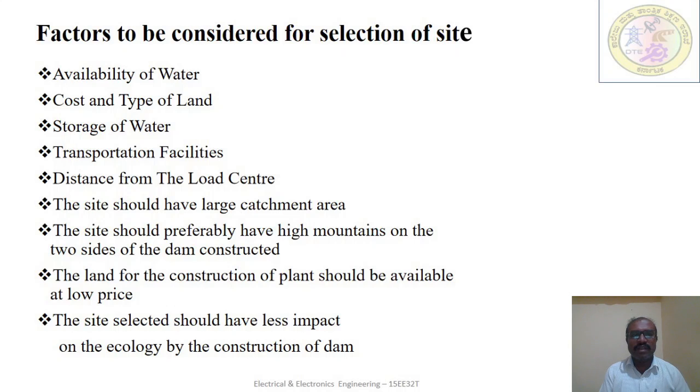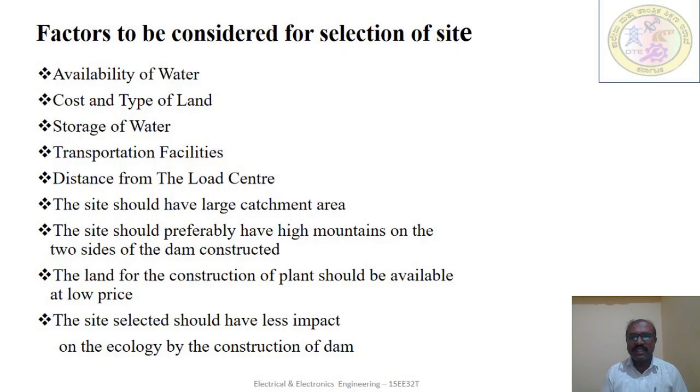Next point, cost and type of land. The type of land which is available should be rocky so that a huge dam can be built across the river. The land should be able to handle the stress which is developed by the construction of the dam. When the water is collected in the dam reservoir, it will produce a gravitational force, so the type of land is also important. The cost of the land should also be cheap so that the construction of the dam will be easy.